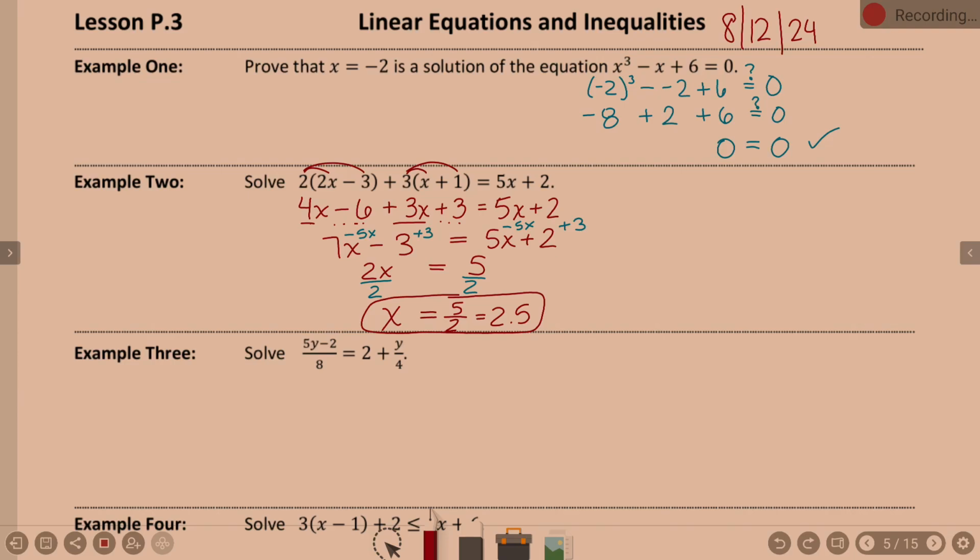Okay, example 3. We're solving another equation, but we're stepping up a moment, aren't we? Not really. Okay, we got to step it up a level of difficulty. The level of difficulty is there are fractions.